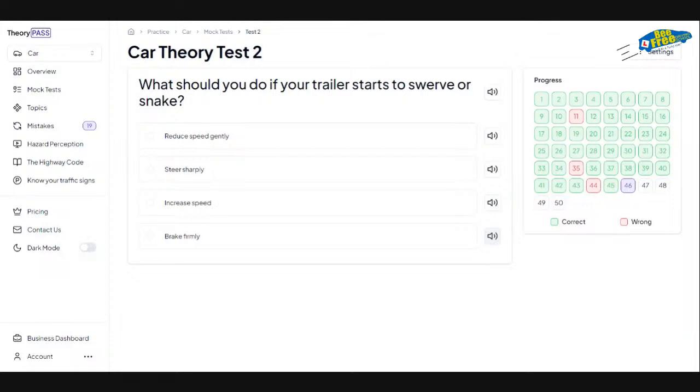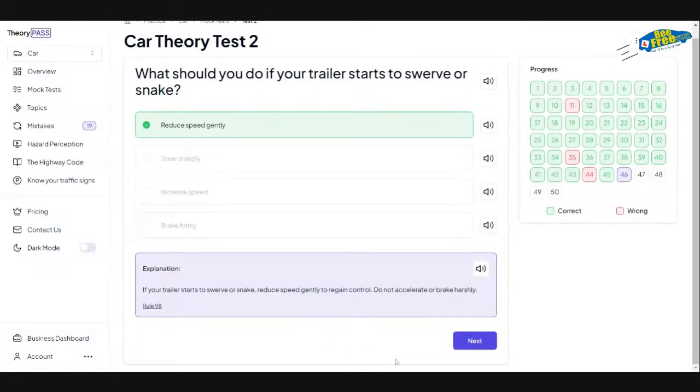Right. What should you do if your trailer starts to swerve? So you're towing a trailer. It's now unstable. Makes sense to me that I'm going to reduce my speed. Anything else? I'm not going to be steering. I'm not going to be going faster. And braking firmly is just going to maybe make it a bit more unstable. So reduce speed gently. It makes sense to me. Yeah. Until you regain control.